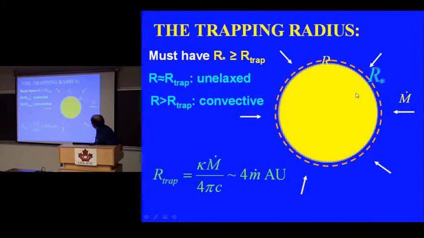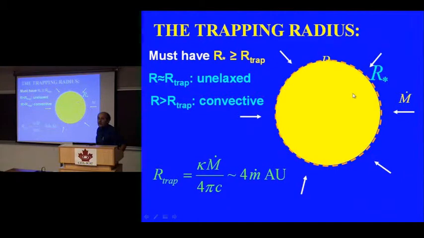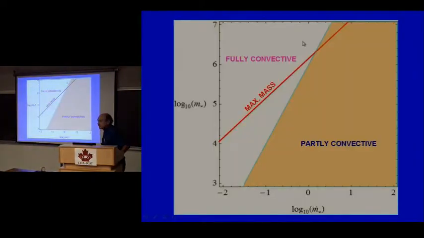However, if that radius is smaller than the trapping radius, what the star is really going to look like is that. Okay? So the point is that you can't use polytropes and fully relaxed stars to model supermassive stars. You think you can use spherical symmetry? Probably not, but that doesn't matter too much.